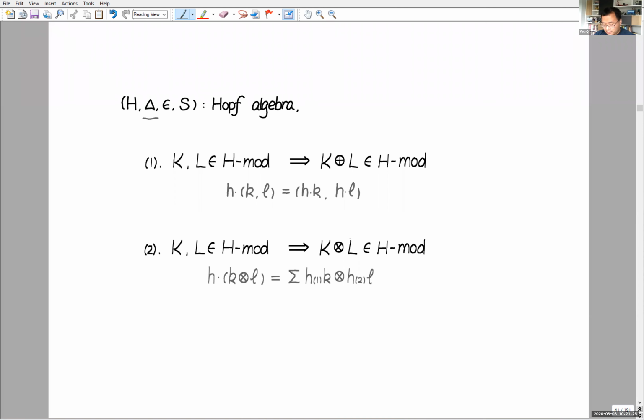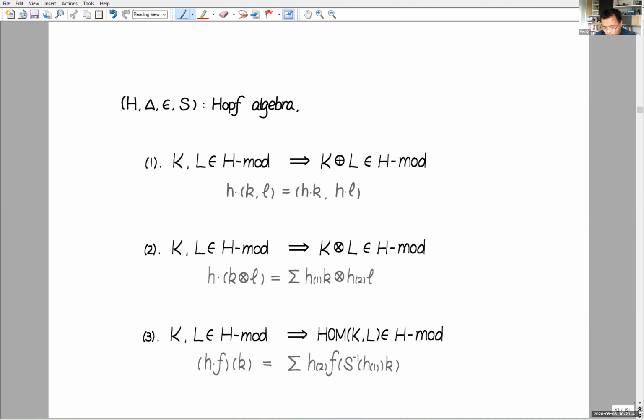Okay, and to get the first axiom of a Hopf algebra, you want this tensor product to be associative. So you do want some coassociativity on this delta. So that gives you the first axiom. And likewise, using this, you can define the inner Homs. So this is for if you are given two H representations K and L, and the Hom space, that's the space of all K-linear maps between K and L, is again an H-module.